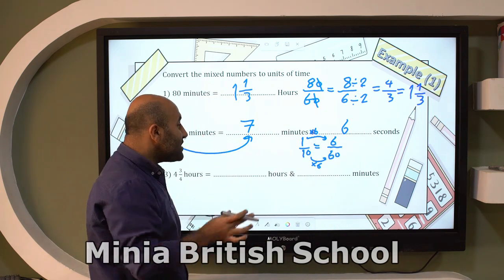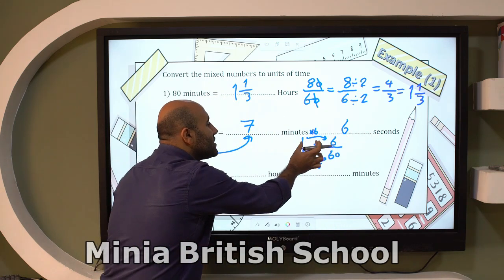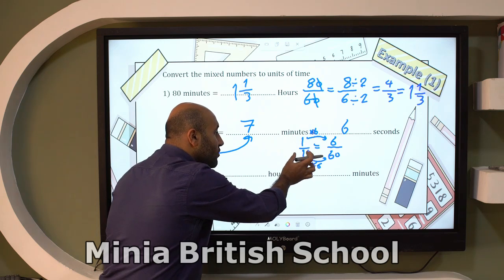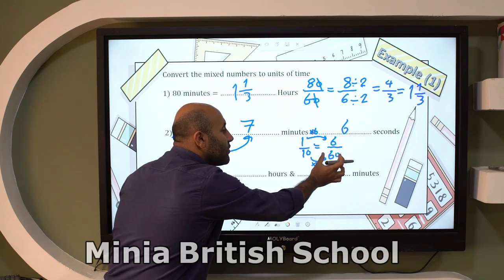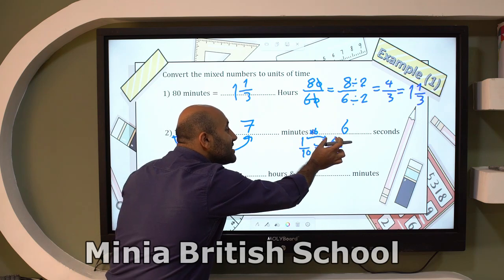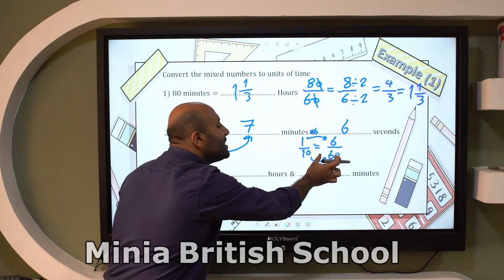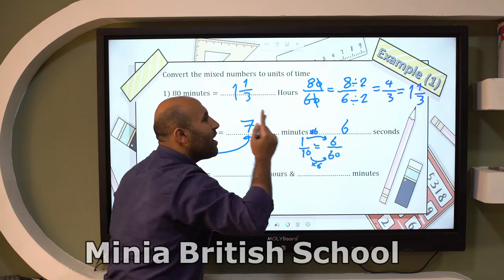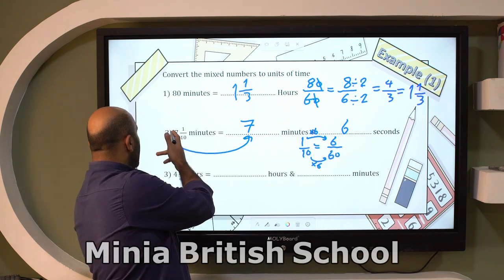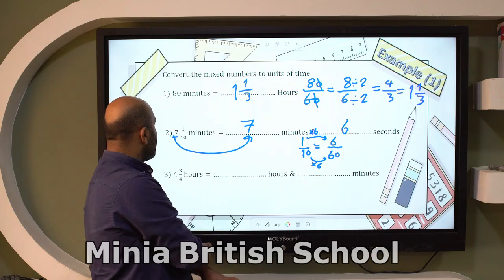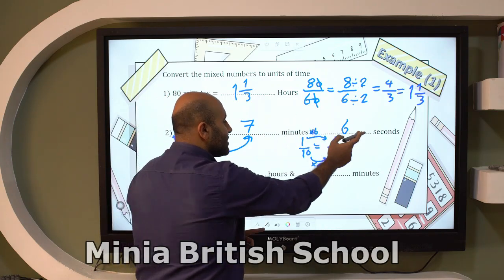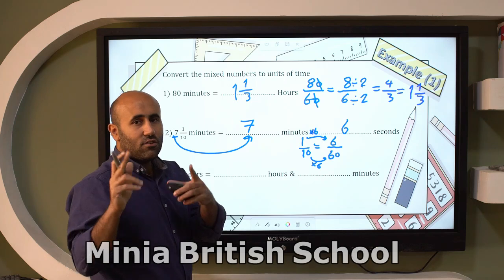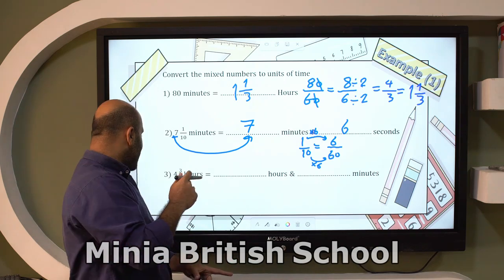This is the value of this fraction. The fraction 1 over 10, I get its equivalent. Okay, that means 6 seconds out of 60 seconds, or 6 seconds out of 1 whole minute. So 7 and 1/10 minutes equals 7 minutes and 6 seconds. Okay, did you get it? Good. Let's get to the next one.